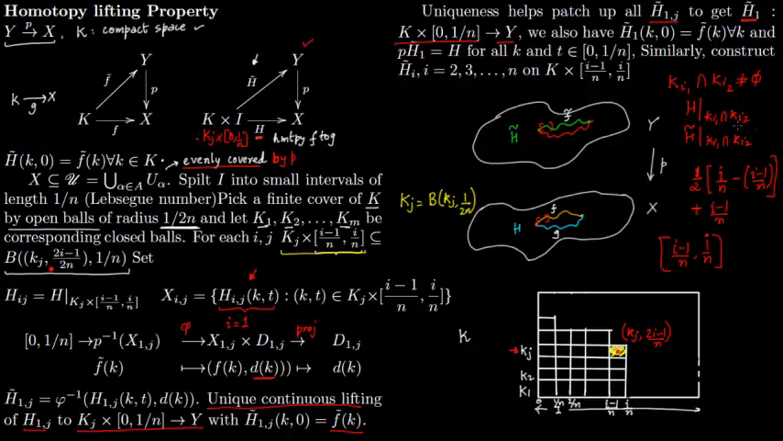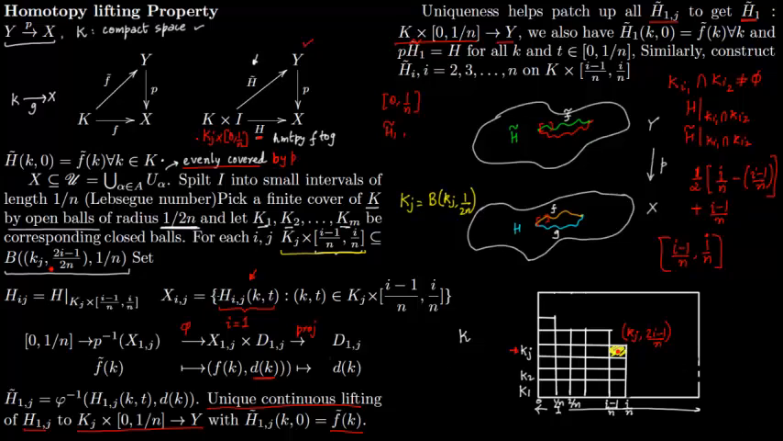So therefore, using these intersections, you patch up all these K×Ij's to get K×[0, 1/n] to Y, and then again you have H1 tilde(k, 0) as F tilde of k for all k. So now you can see that p∘H1 tilde is equal to H for all k. So for K×[0, 1/n], for the first part of the interval I, we have been able to construct H1 tilde. Now similarly you can construct H2 tilde, H3 tilde and so on, and then you glue them together to get H tilde.